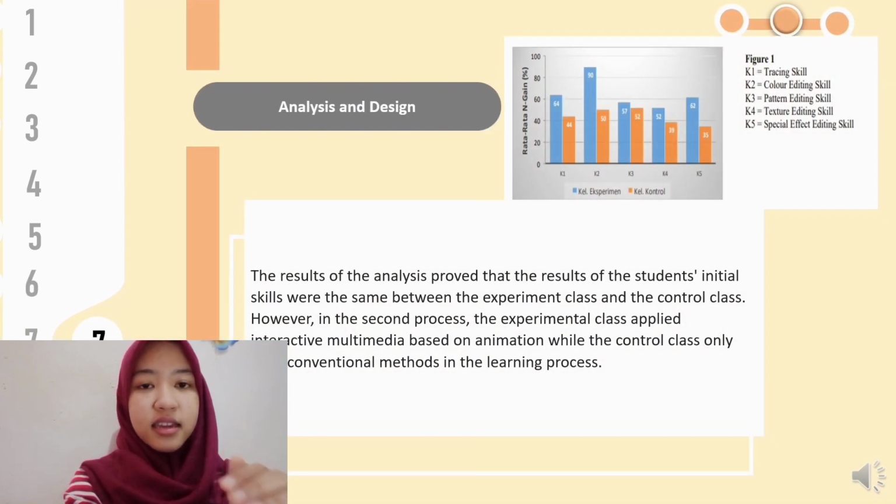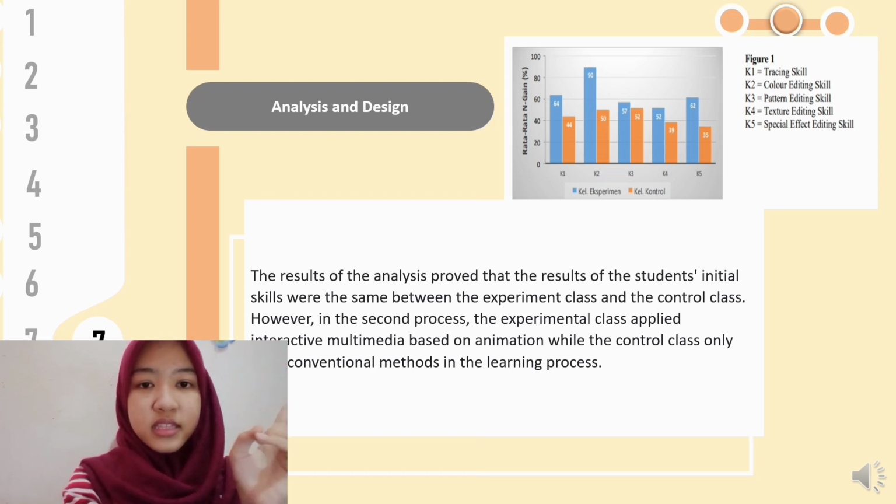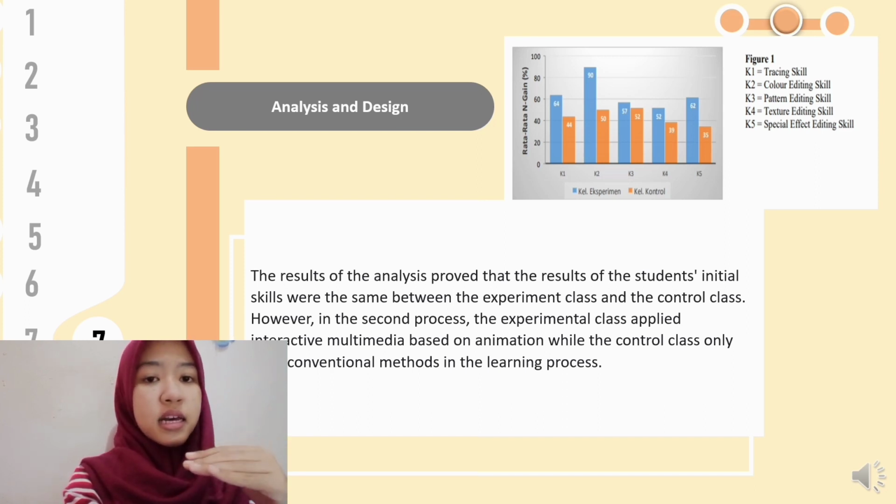analysis and design. The result of the analysis, we have two class experiments. First class is class experiment and class 2 is class control. Provided that the result of the students' initial skill were the same between the experiment class and the class control.